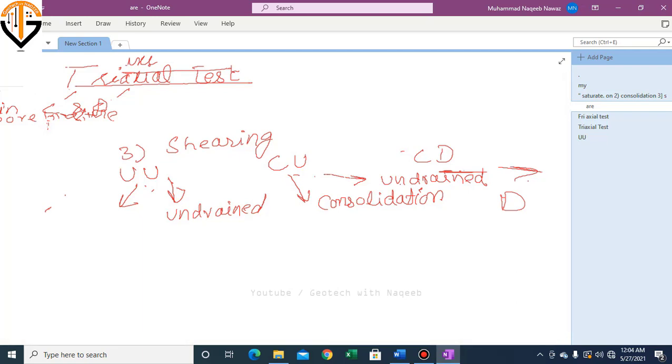Now the next thing is how we can obtain the saturation state. We'll discuss this saturation state in the next video.